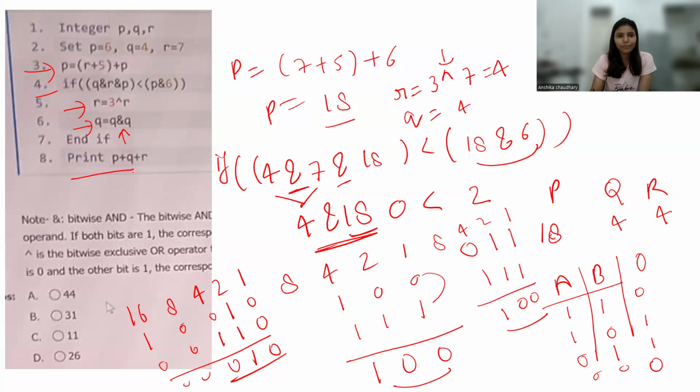Right? And print p plus q plus r. So 18 plus 4 will become 22, plus 4 will become 26, and option number D will be the correct answer for this question. I hope the question is clear to you.